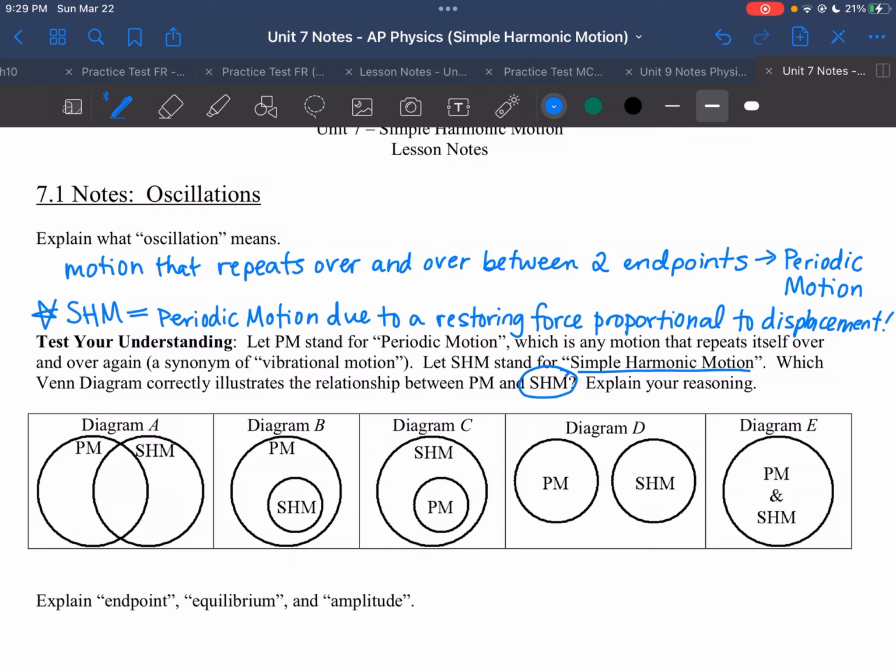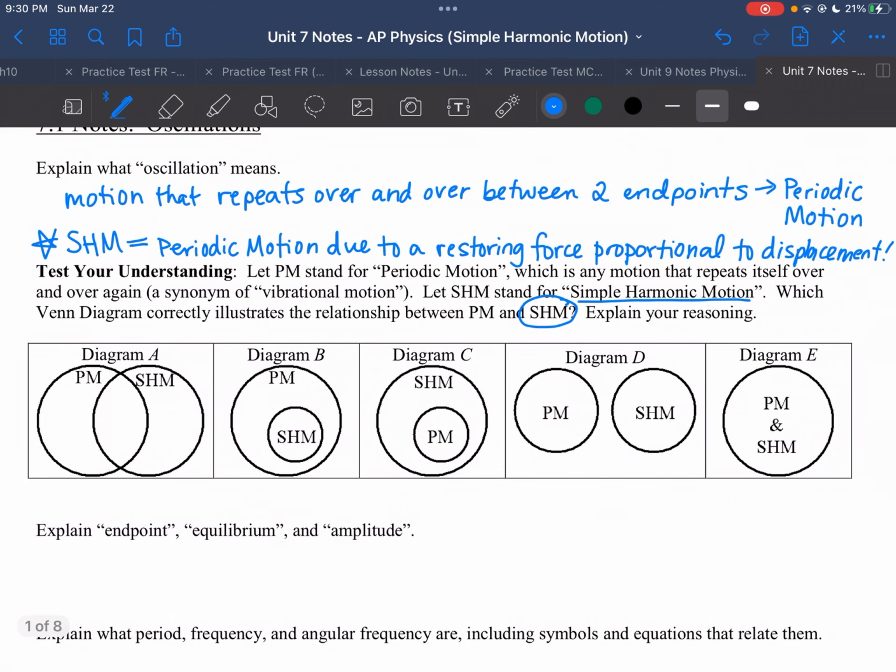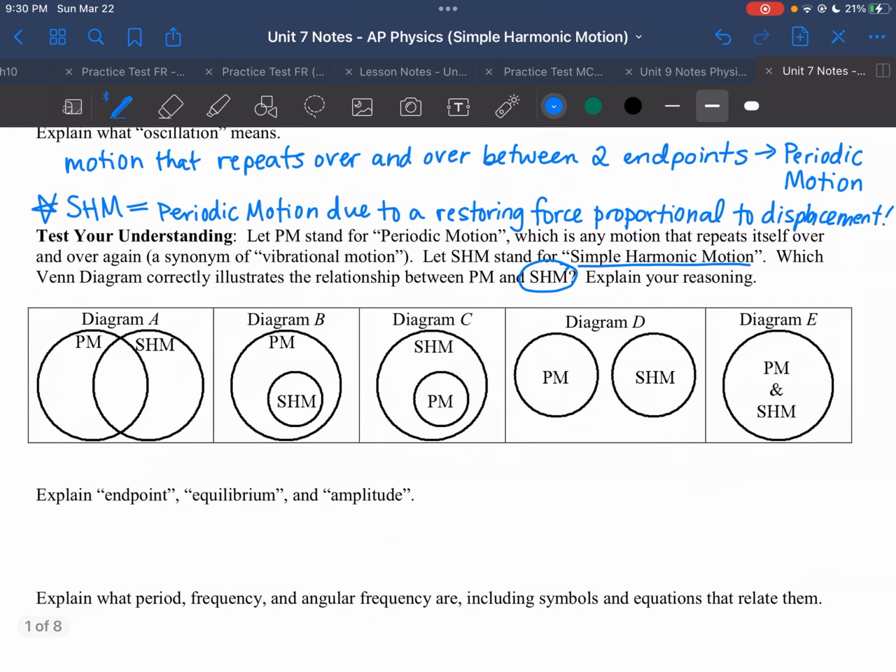Now, this is what we are going to actually focus on, our simple harmonic. And this motion is going to kind of focus in on a wave. It's going to have several properties that are easy to define and are going to be useful in helping us figure out different mathematical things. So the first question here says, if we let periodic motion stand for PM and we let simple harmonic motion stand for SHM, which of these diagrams is correct?